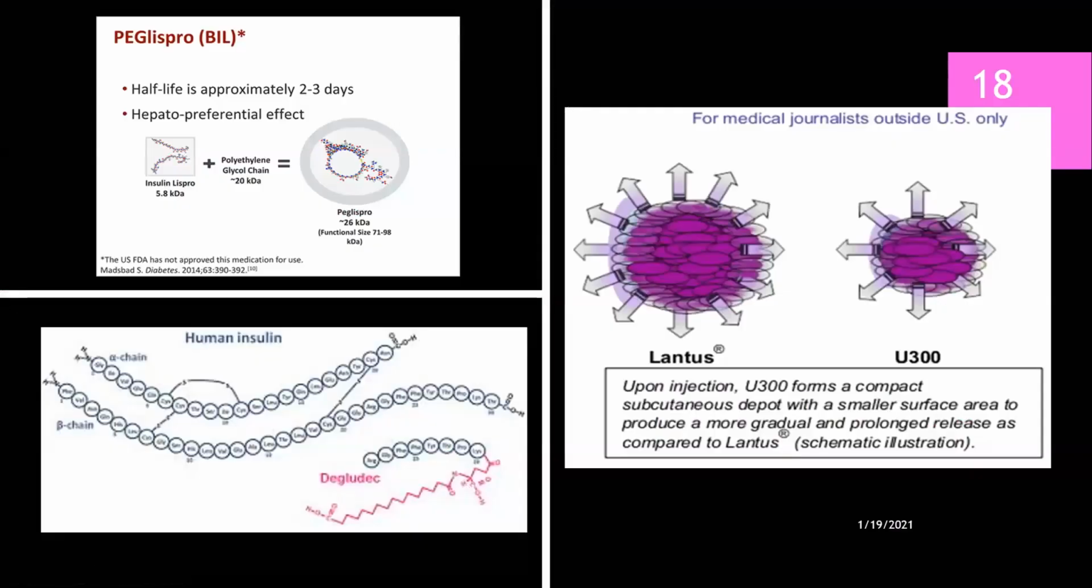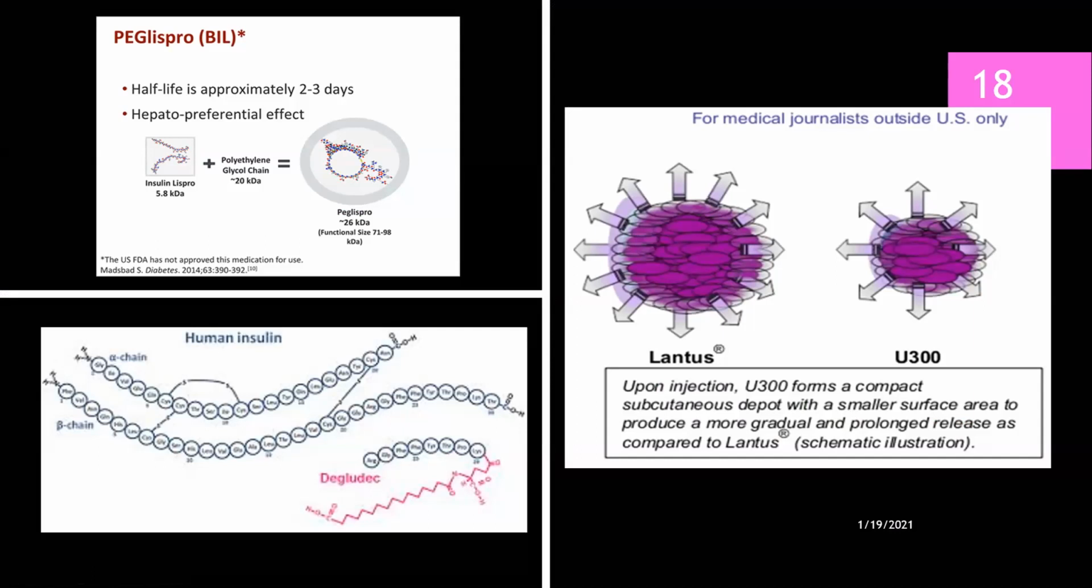This next insulin you see here is the pegylated Lispro. It is not marketed in our country yet, and the FDA has not approved this medication for use yet, but it is there in the literature. Its half-life is approximately 2 to 3 days, and it has a hepatopreferential effect. This is also a chemical formula of a long-acting insulin.